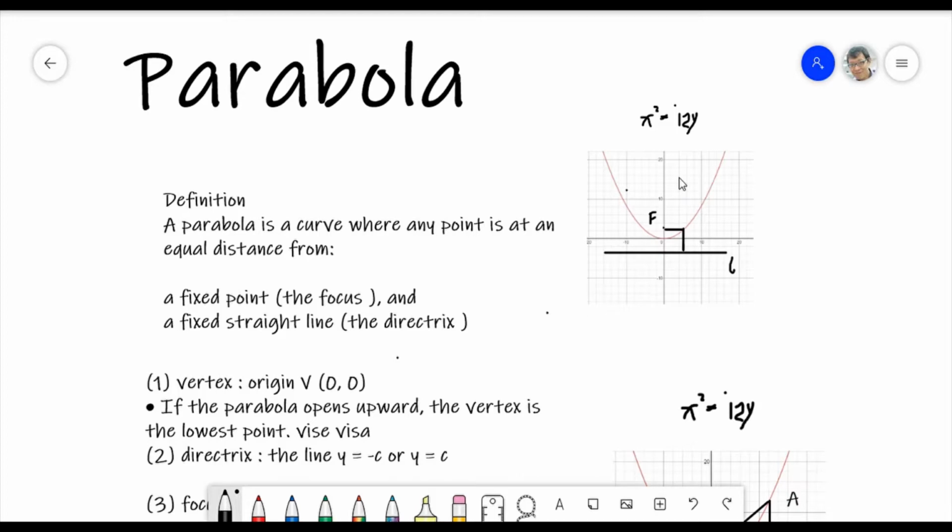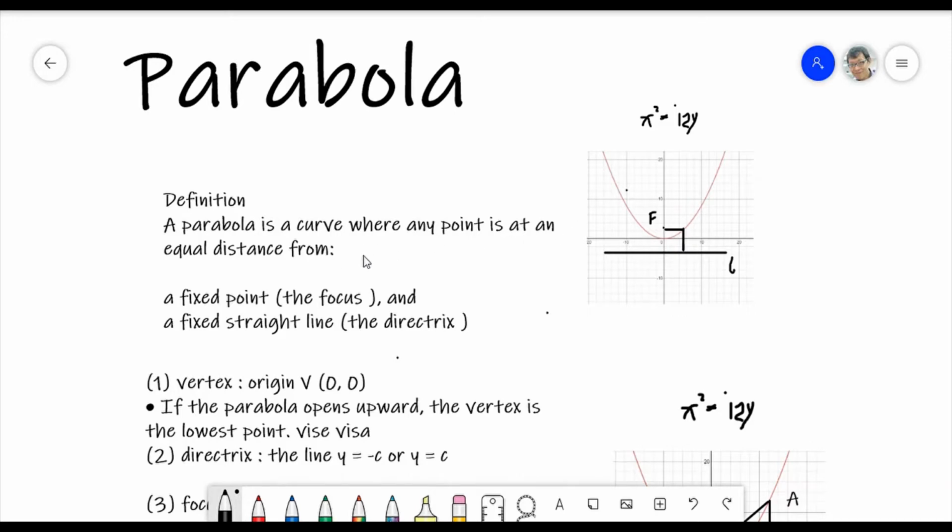What are the characteristics? Simply by this graph, we can see that the circle is an enclosed set of points, right? All the points link together. But this one, the parabola, will face up, face down, face left, or face right. They will never link together, right? Okay, so let's see the definition.